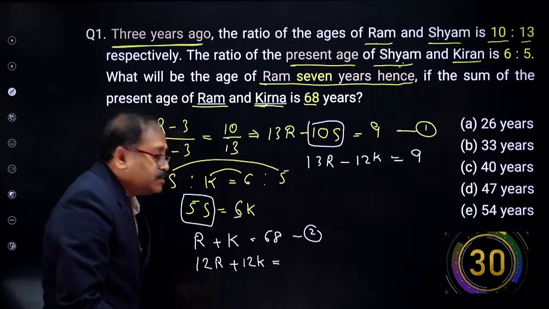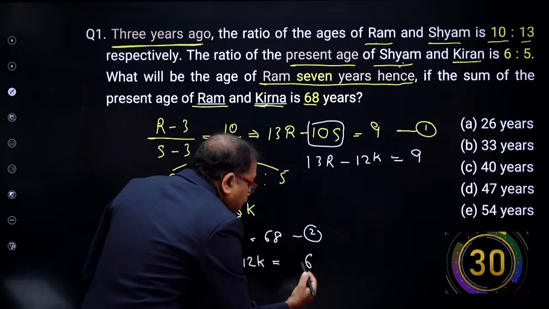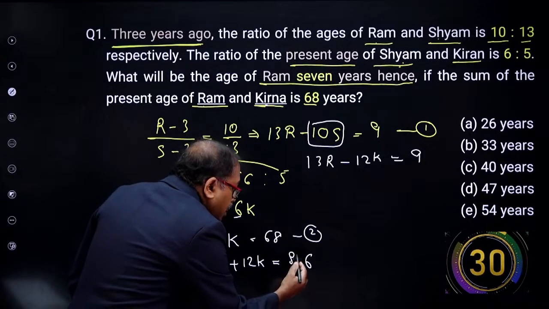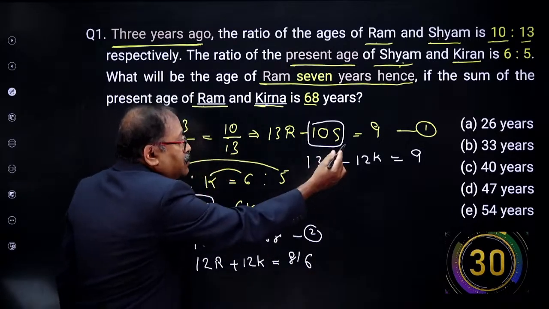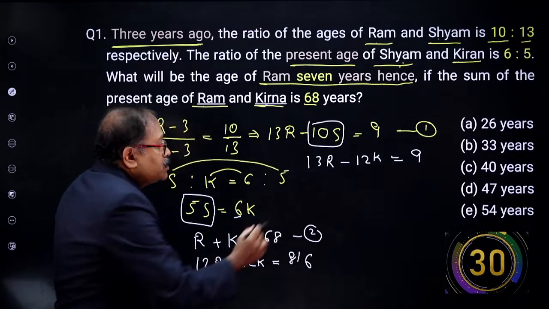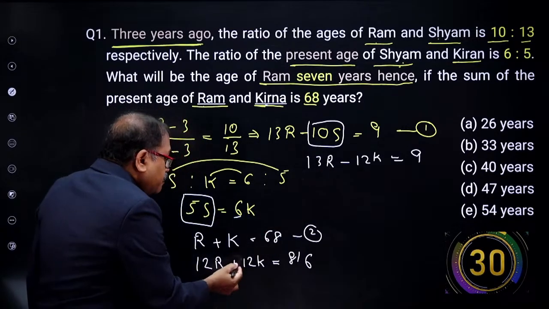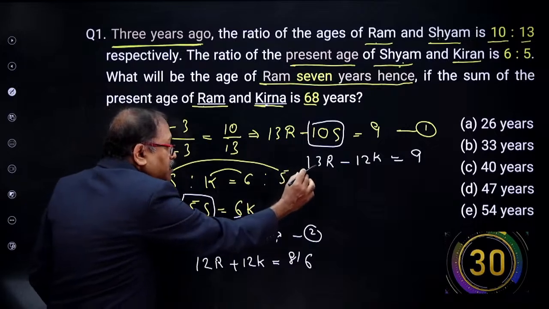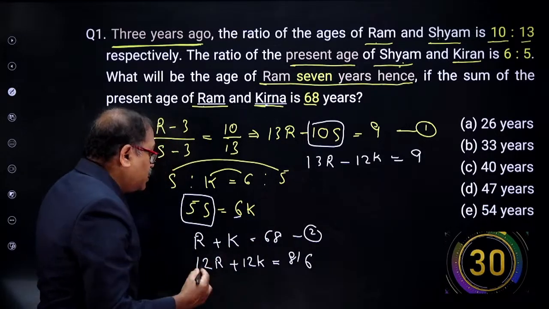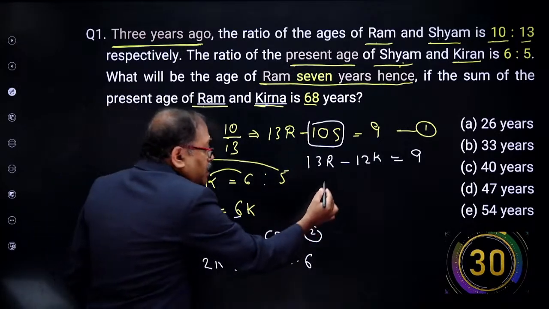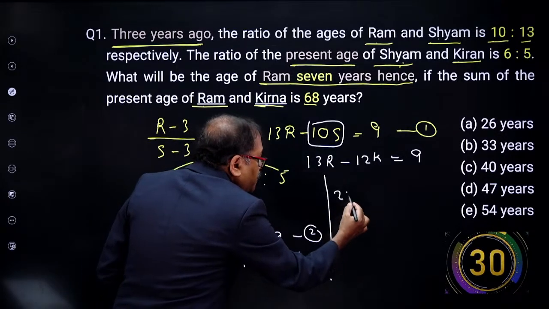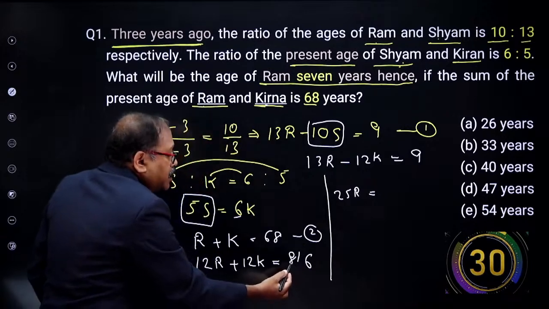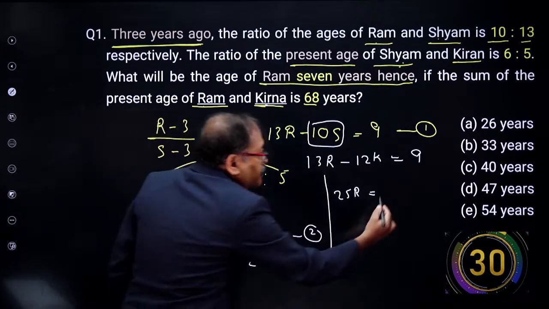this by 12: 12 times 8 is 96, carry 9, and 12 times 6 is 72 plus 9 is 81. Now when I add equation 1 and equation 2, minus 12k and plus 12k will get cancelled when I add them up. So I am getting 13 and 12, that is 25. So my result over here is 25r is equal to, we are adding this, so 825.